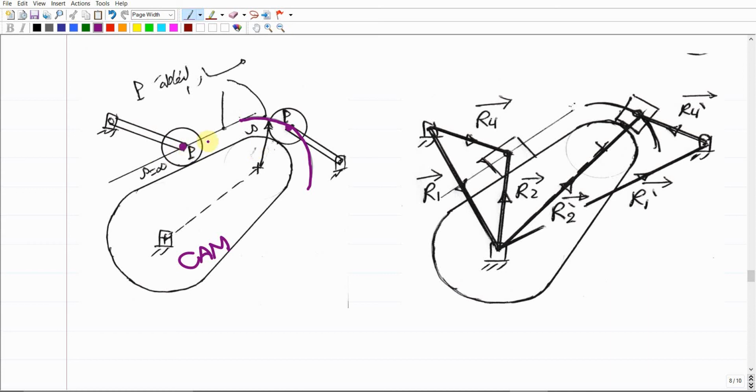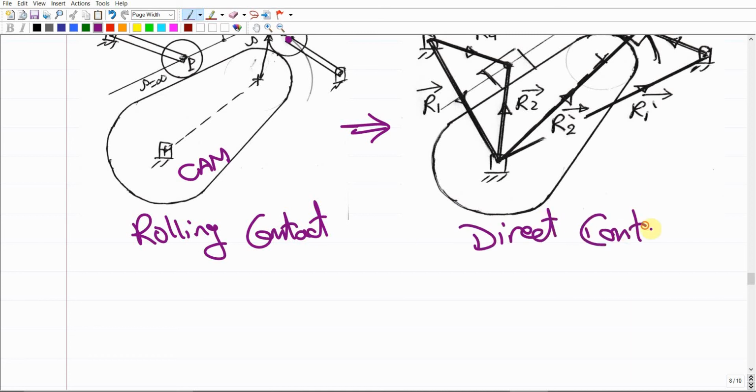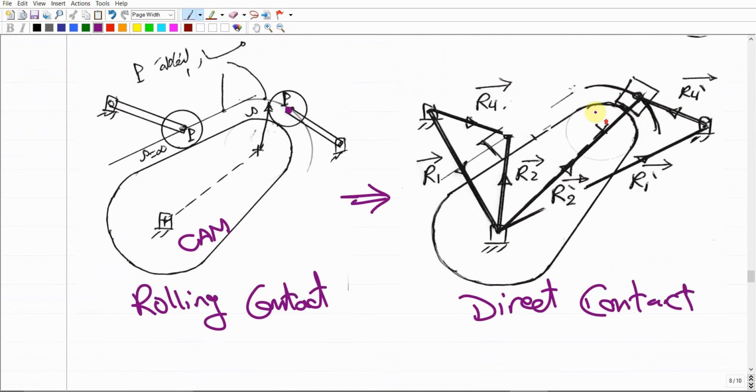But in this case, the path of point B is going to be this line. This line has a radius of curvature that tends to infinity, but here the radius of curvature will have a specific value. Once you specify this one, this is the rolling contact problem. You're going to convert it into an equivalent direct contact problem, and this is the one that is going to be solved, right?